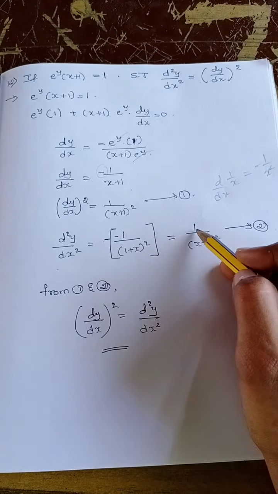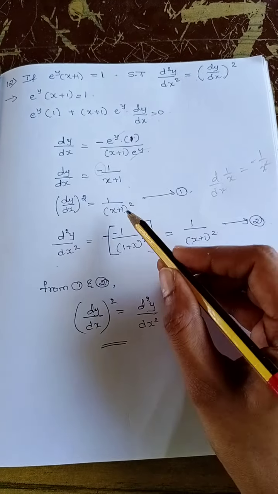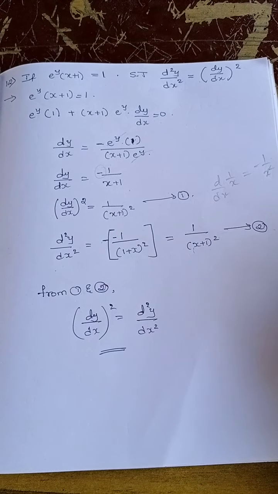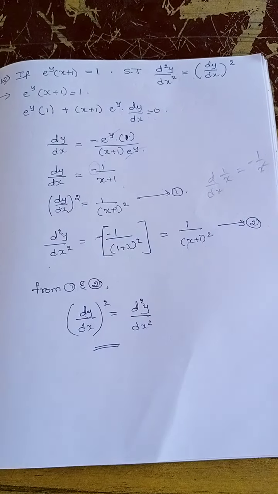Compare equation 1 and 2. Here RHS are equal. Since the RHS are equal, the LHS are also equal. That is d square y by dx square is equal to dy by dx whole square.